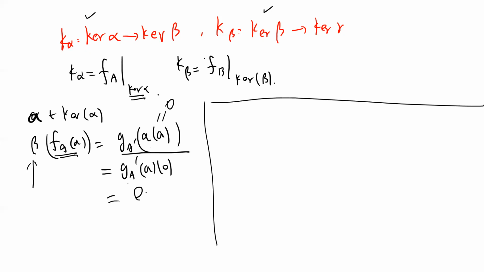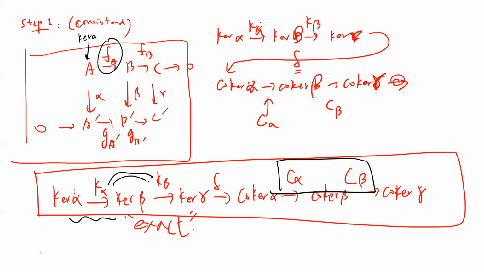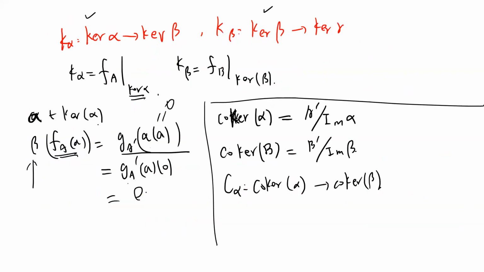Okay, so now we need to define this C, right? So remember that the co-kernel alpha is defined to be A prime modulo image alpha, right? And your co-kernel beta is defined to be B prime modulo image beta, right? This is just definition. So now we need to define a C alpha from co-kernel alpha to co-kernel beta. Okay, so simple enough, right? If you have a co-kernel here, you just compose with G A prime, right? So simple enough.